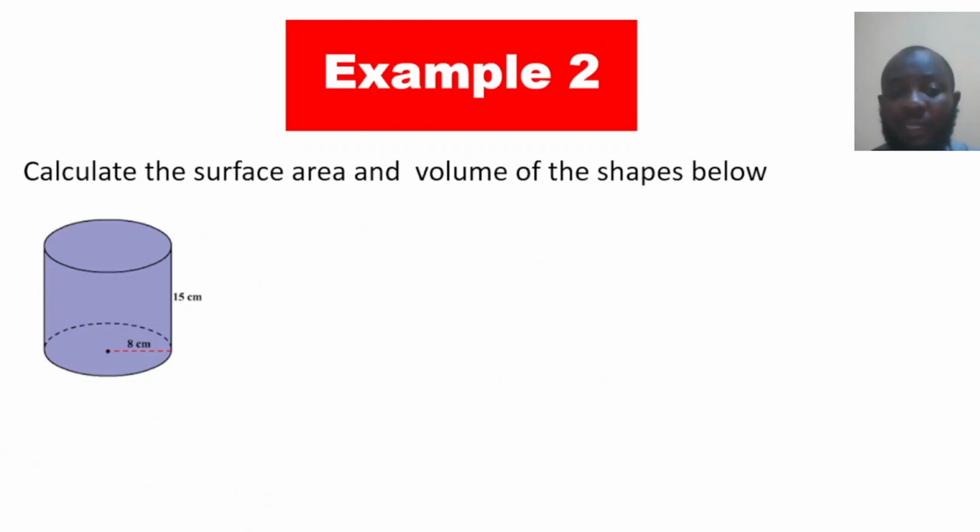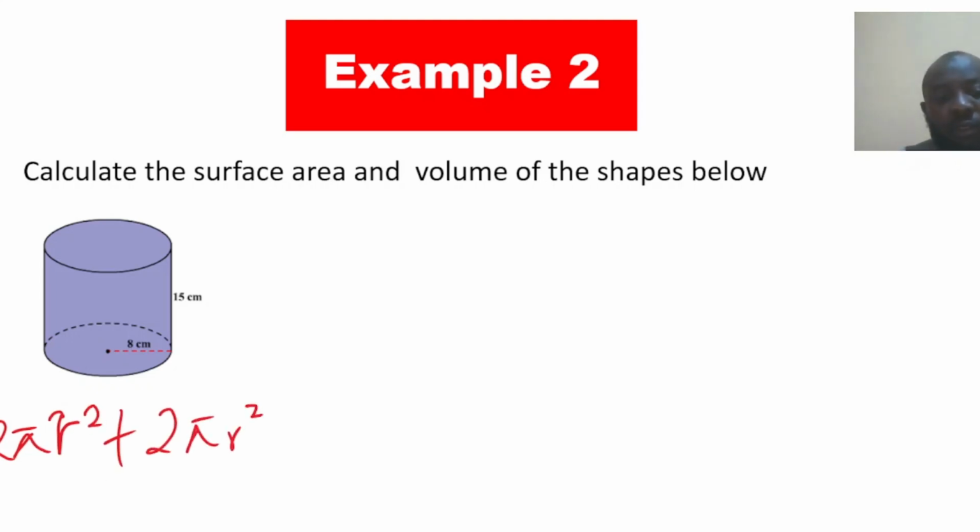Example 2, this is a cylinder, right? So we want to find the surface area. So surface area of this one is straightforward. And that is, I've given you the formula, that is 2 pi r squared plus 2 pi rh. So that means pi is 22 over 7. 22 over 7, is it showing?